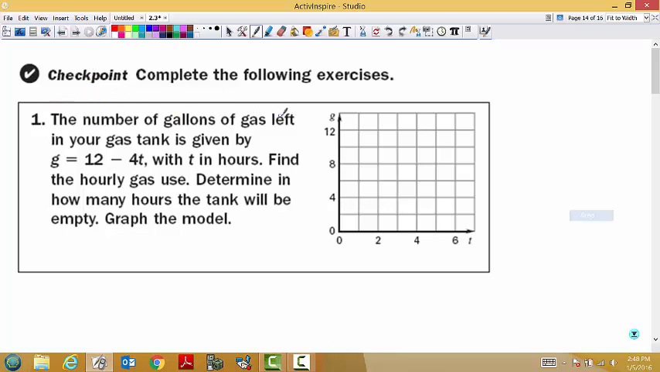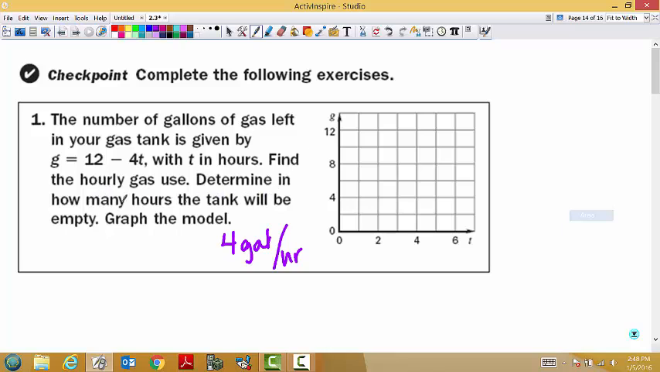Okay, the number of gallons of gas left in your gas tank is given by G equals 12 minus 4t, with t in hours. Find the hourly gas use, determine how many hours until the tank is empty, and graph the model. So your gas tank holds 12 gallons. You're going down, so you're using 4 gallons per t. So that means you're using 4 gallons per hour. That's your hourly use.